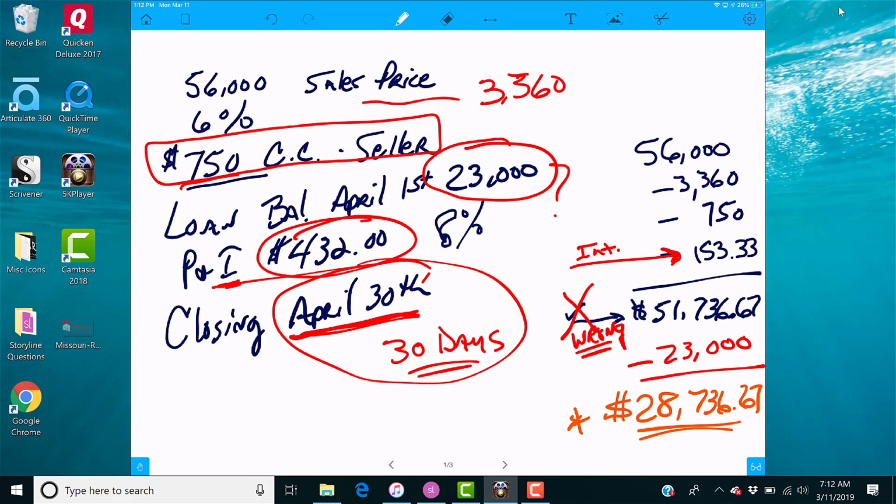$28,736.67. So don't let these kinds of problems throw you off or confuse you. Just read the information, read it carefully, go through it step by step. You will do just fine. Well, I hope this helped you out, this short little math tutorial. And if you have any other questions or you would like for me to work another math problem, just feel free to reach out to me.